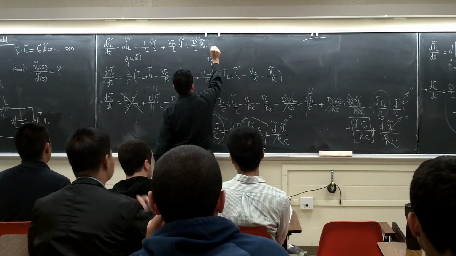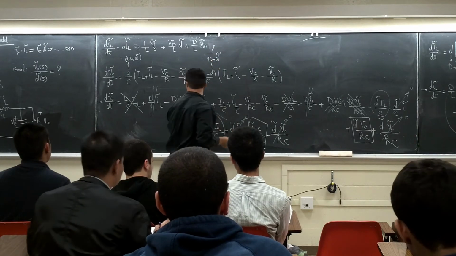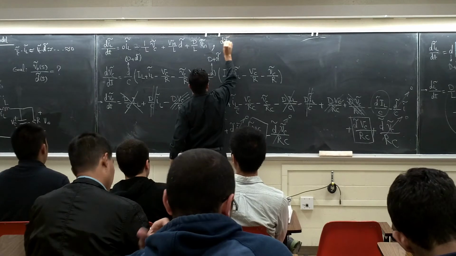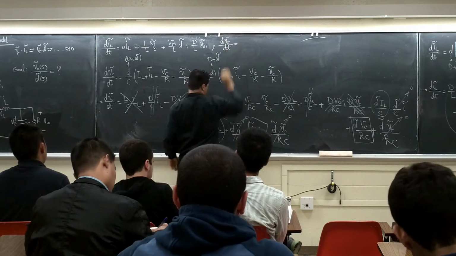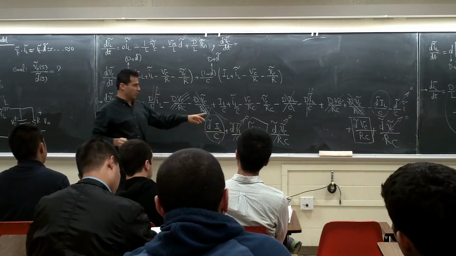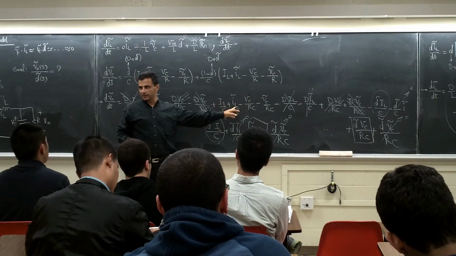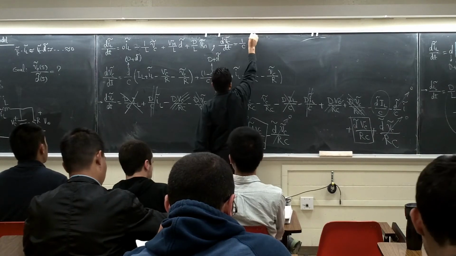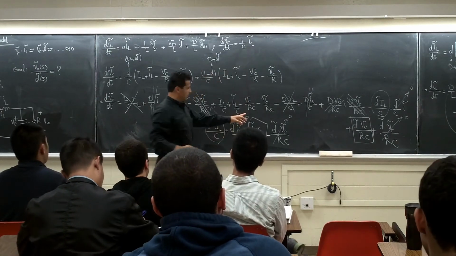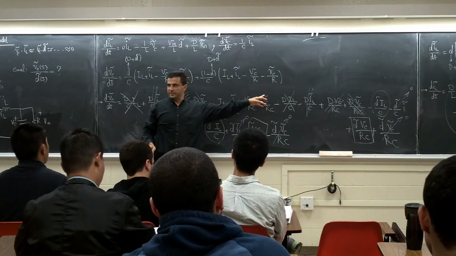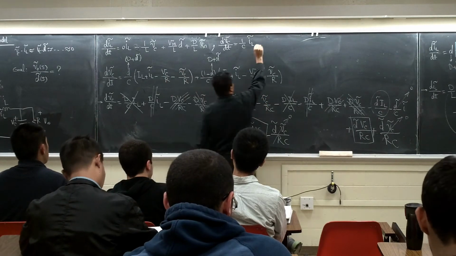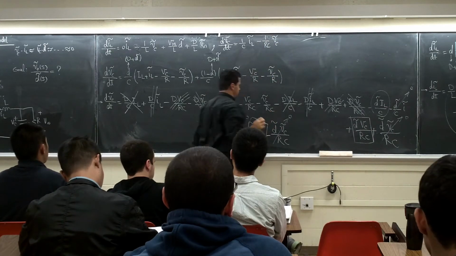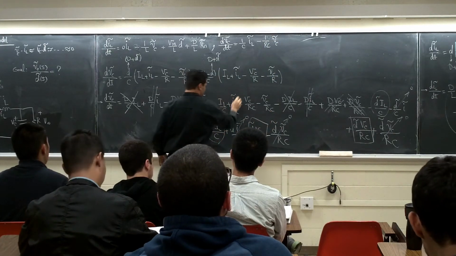I'm gonna write it here. dVc tilde over dt is gonna be, I'm gonna go with the order I want, 1 over C IL tilde, right? 1 over C IL tilde. Minus 1 over RC VC tilde, right? Minus 1 over RC VC tilde. So these two they are gone.